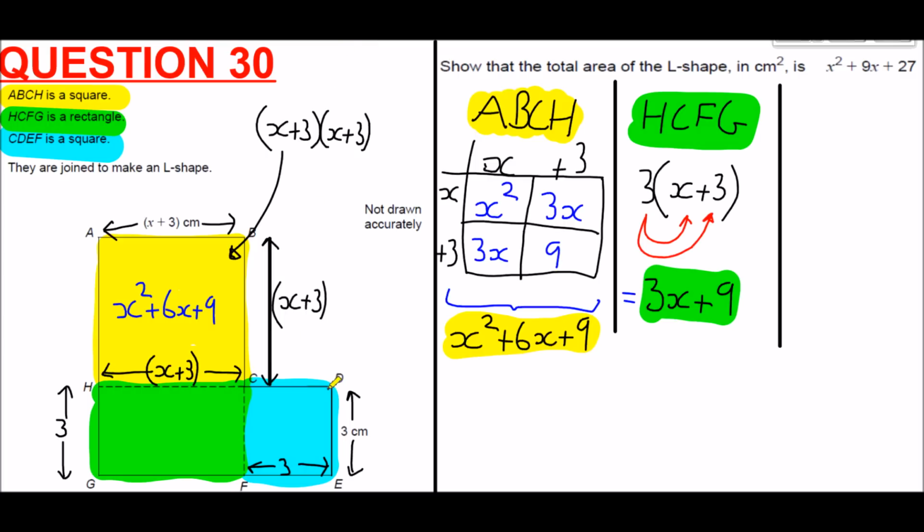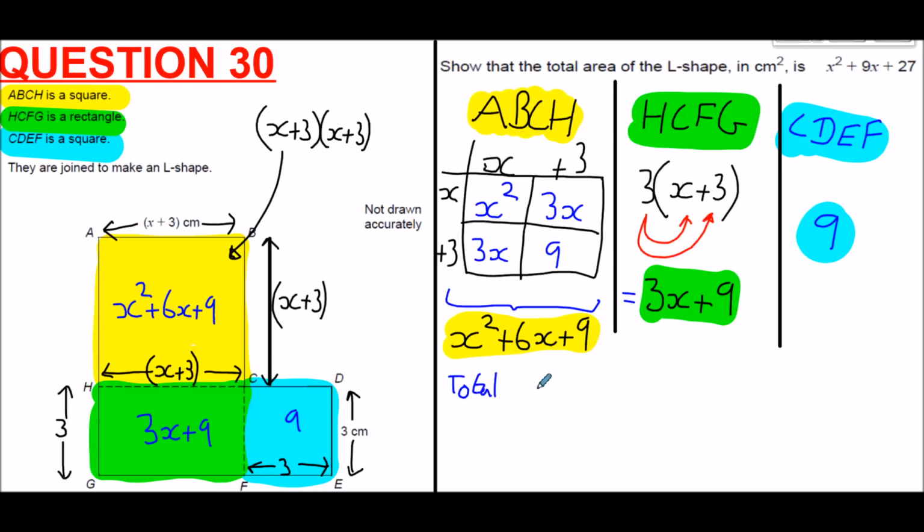And finally, the square is CDEF. That's the easiest one to work out because it doesn't involve any algebra, thankfully. Just numbers. It's 3 by 3. So the area of this square is just 3 times 3, which is 9. So we can put all this together now. This bit is x squared plus 6x plus 9. This bit's 3x plus 9. And CDEF is just 9.